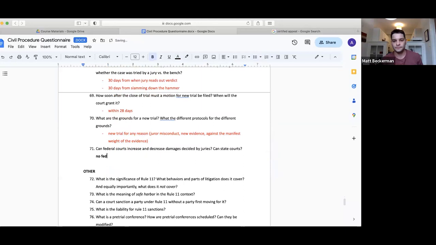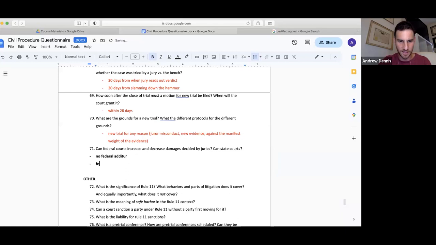Yeah, that would violate the Seventh Amendment, is what they say. I feel like that's cruel and unusual punishment. No, there's no federal additur, but they can decrease. Does everyone know what that means? That in federal court, they can't increase the damages. Can state courts? Depends on the state, but yeah. Depends on the state, that's a great answer.